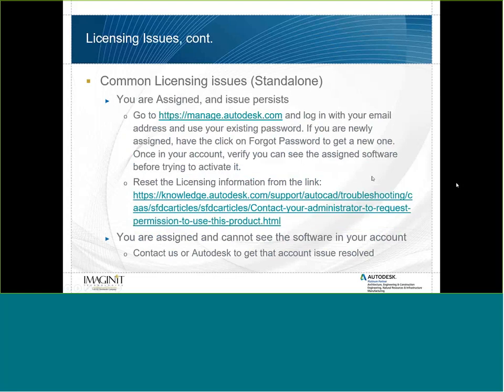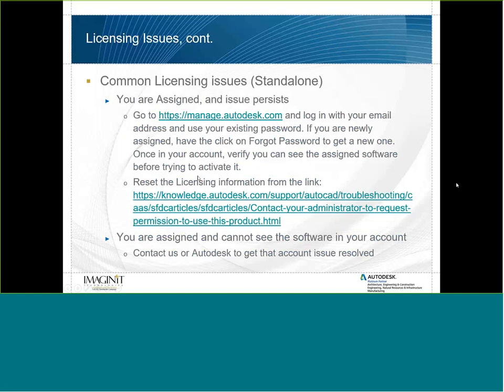The other thing is you are assigned, the contract manager has come back, and the issue persists. So the first thing I always tell people is once you've been assigned the software, you go to manage.autodesk.com. You log in with your email address and you use your existing password if you have one. If you are newly assigned and have never created an Autodesk account, click on the Forgot Password link to get a new one. Once you are in your account, verify you can see the assigned license before trying to activate.